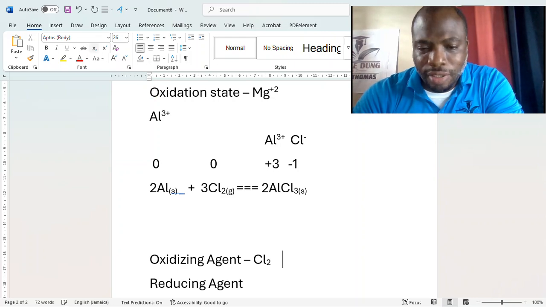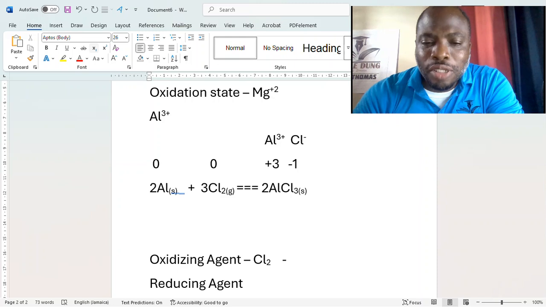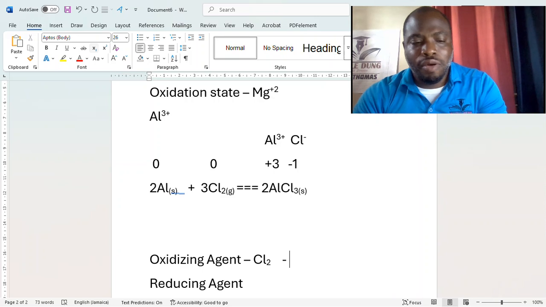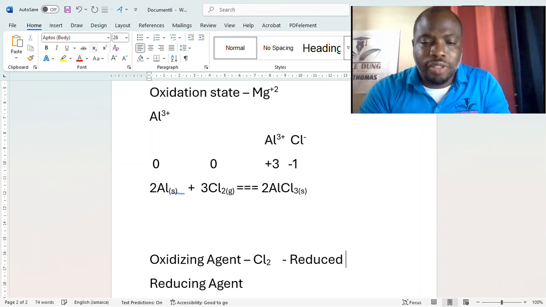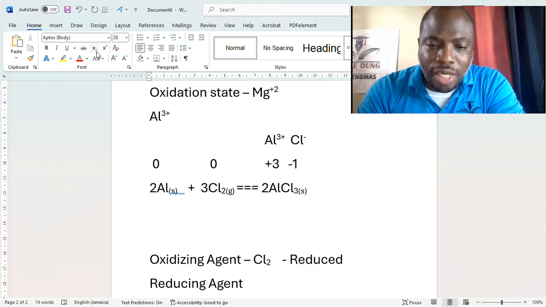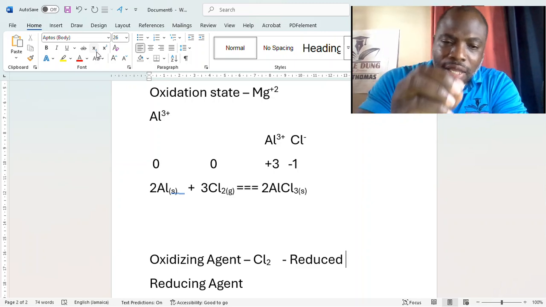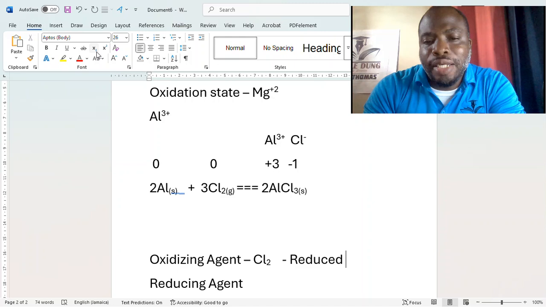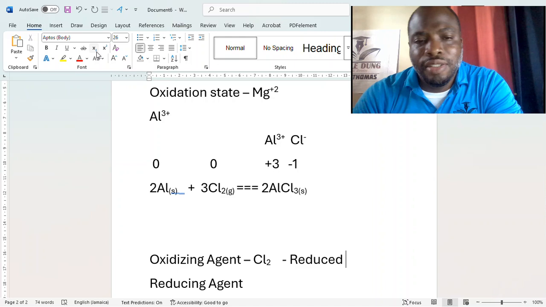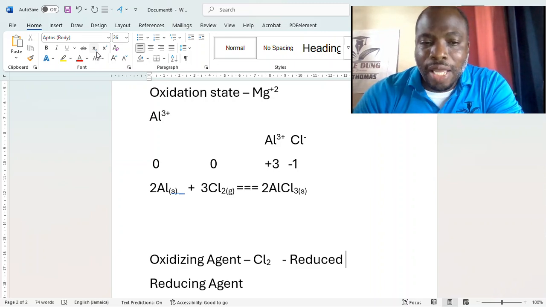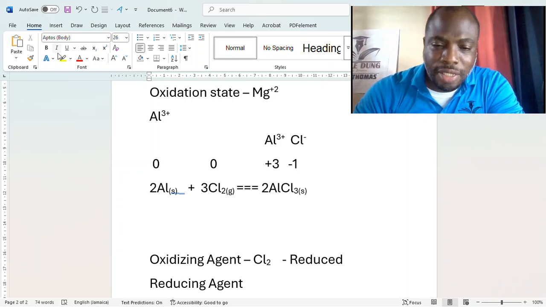So here's the thing. What was happening to Mr. Chlorine? Mr. Chlorine was being reduced. So here's the link. The compound or the element that is being reduced is the oxidizing agent. So again, the compound or element that is being reduced is the oxidizing agent.